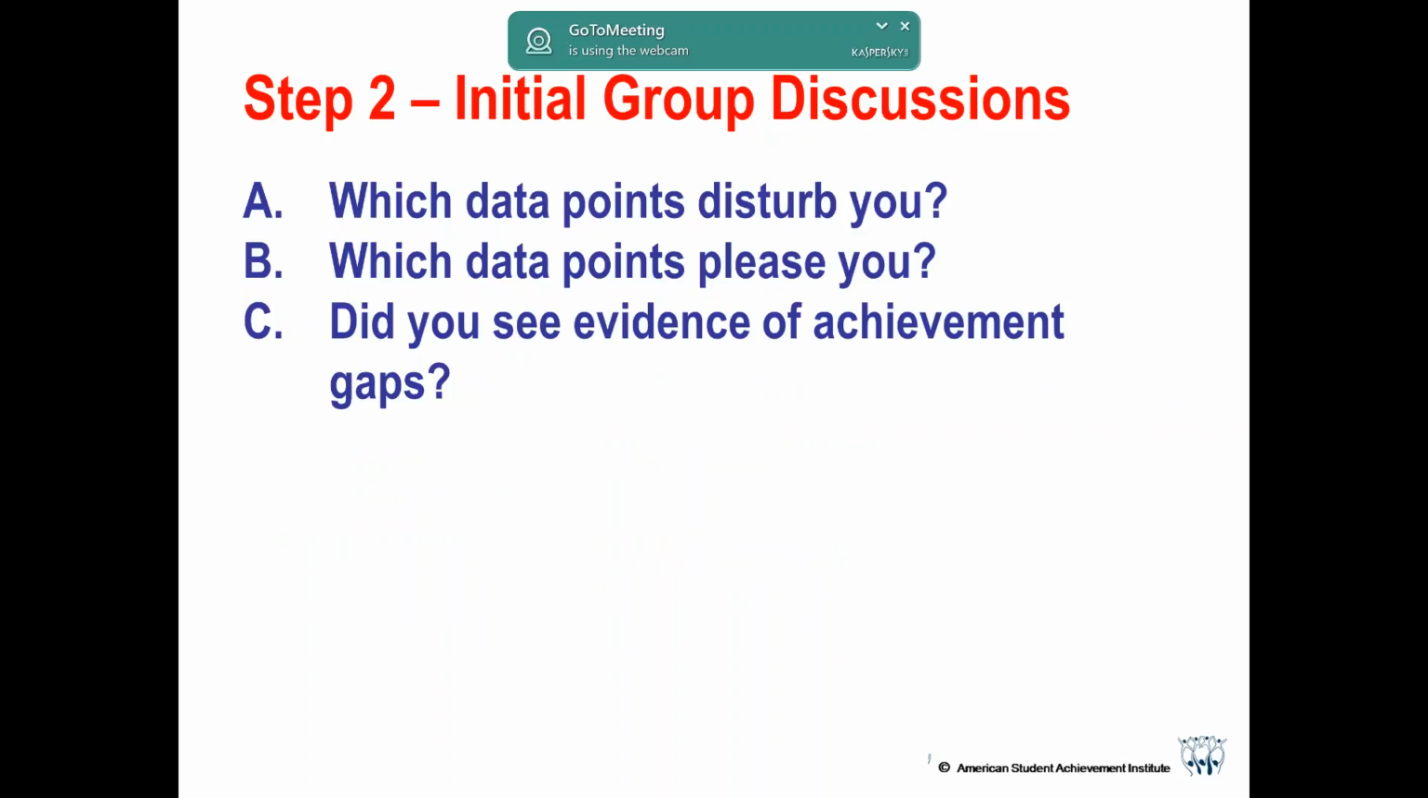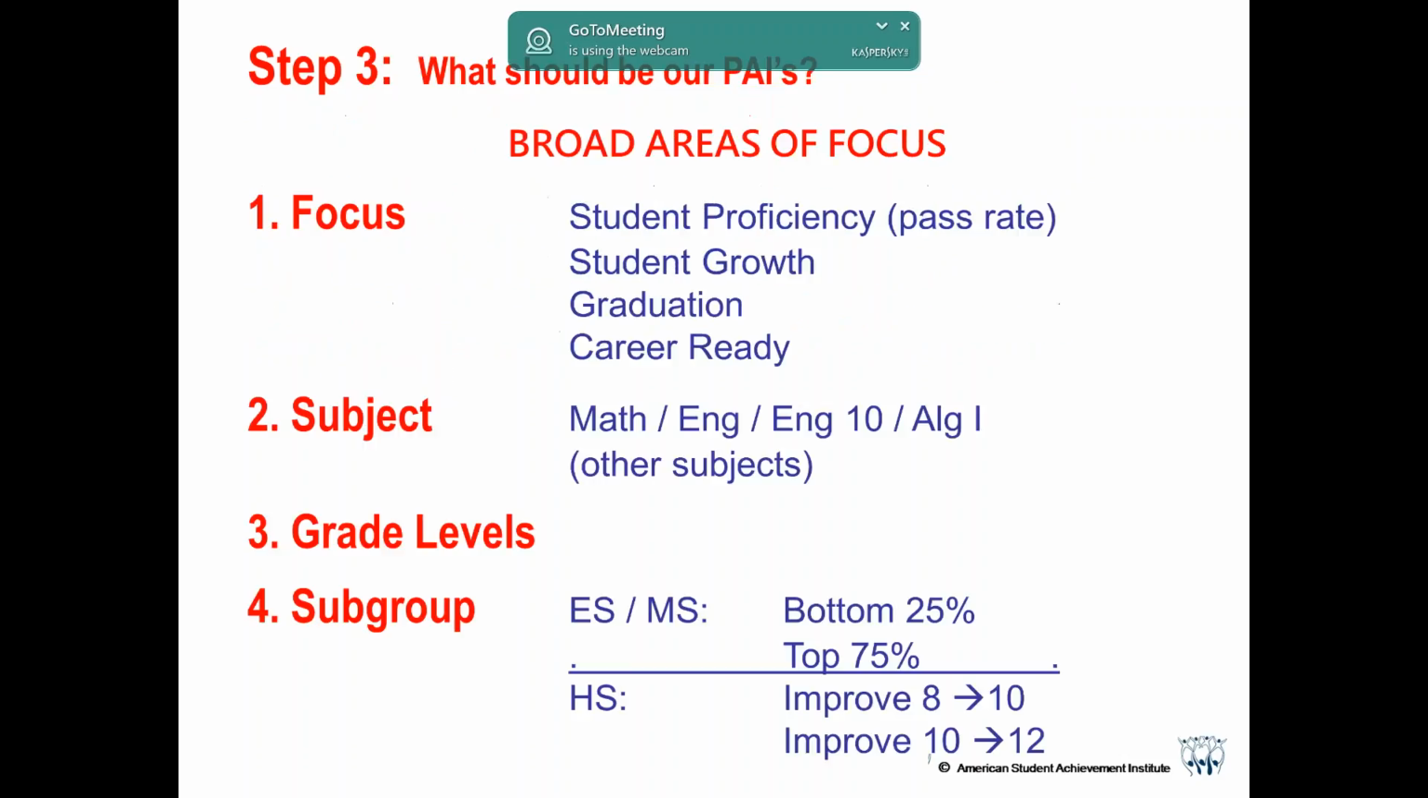Okay, so you're looking at all that data individually. Now we're coming back to small group. Which data points disturb you? Which data points please you? And did you see any gaps? Typically when you see gaps, you're going to see gaps all the way through. It won't be just one subject or just one standard. It'll be all the way through, that the girls are out-achieving the boys, or your paid lunch kids are out-achieving the free and reduced lunch kids.